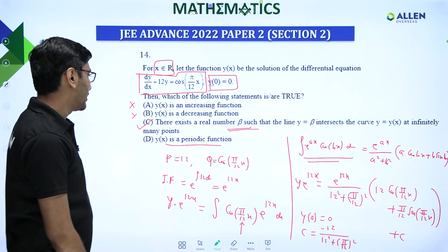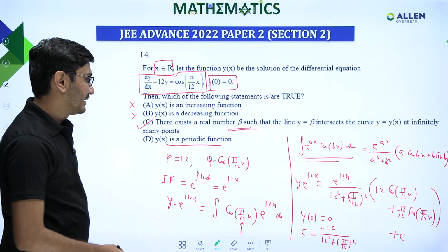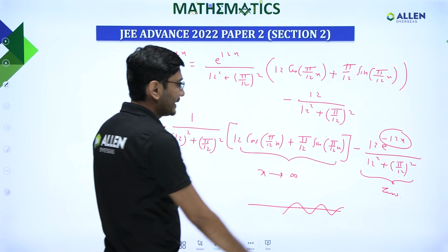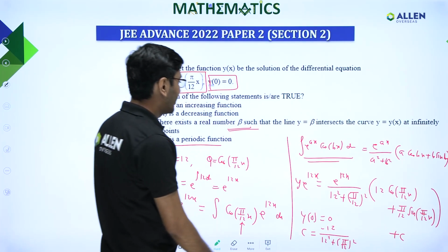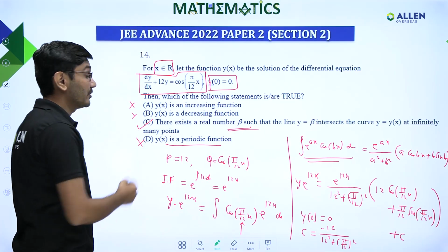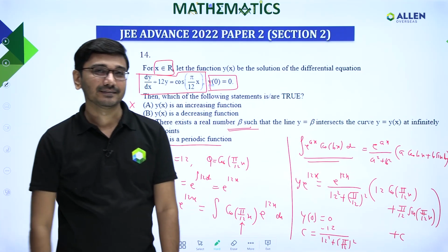Y of x is a periodic function, that we can't say because it has a non-periodic form like e raised to minus 12x, so it cannot be periodic. So, D option is wrong. So, only C option would be correct to this question. Okay.